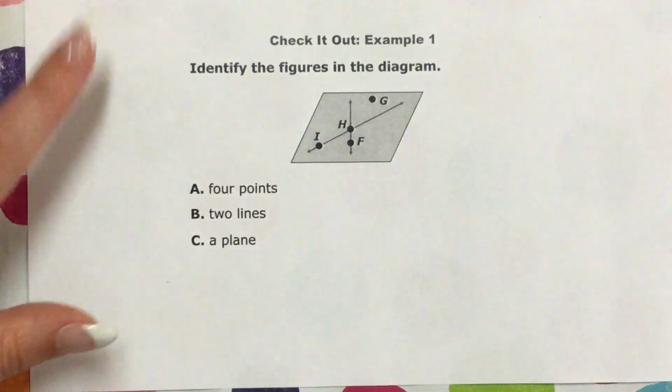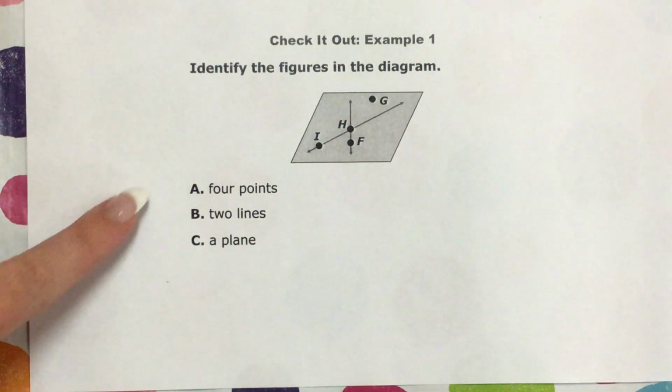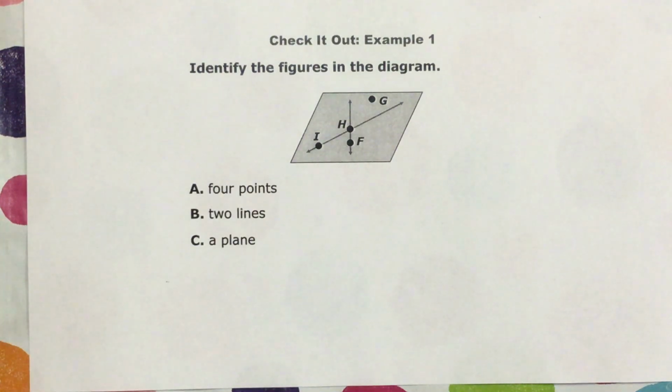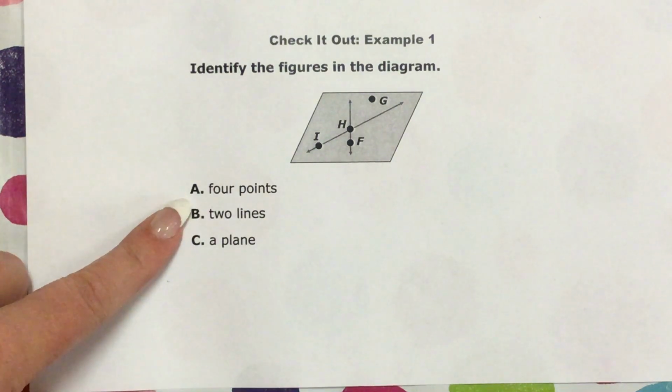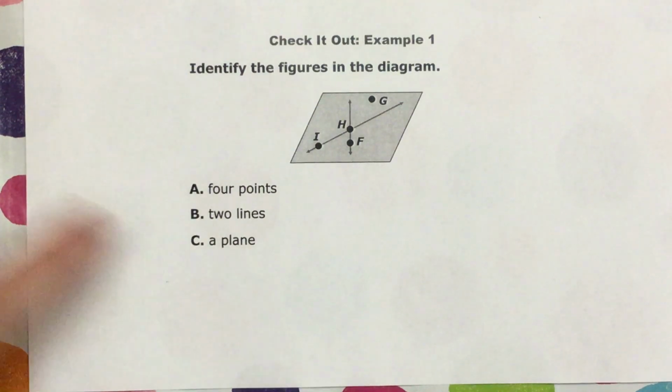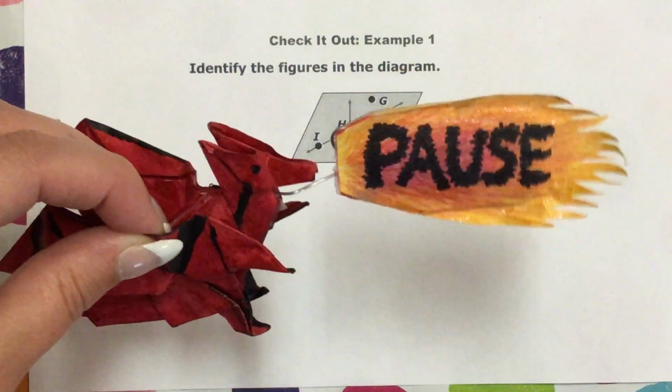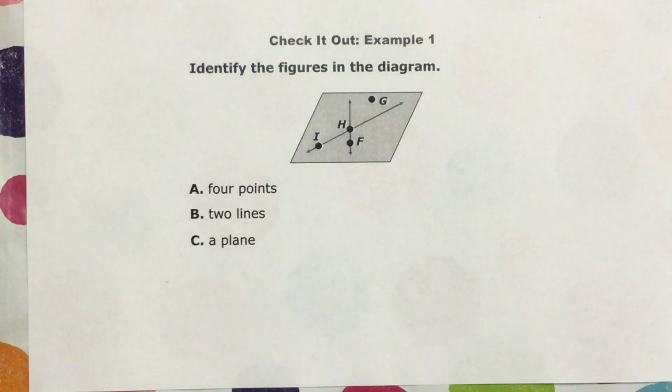Now it is your turn to check it out. So go ahead and check it out in example one. You're going to identify four points, two lines, and three planes. Oh, there's our friend, the lovely Pause Dragon, reminding you to pause your device, work out these three problems, and when you get done, press play and we'll see how you did.